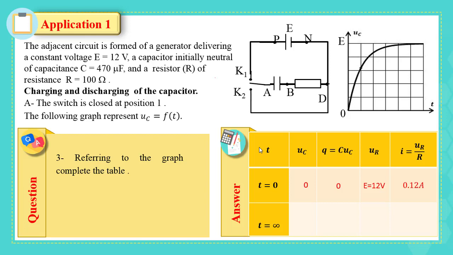At t equal infinity, according to the graph, UC equal E equal 12 volt. And by calculation, Q equal 0.00564 coulomb. And according to the law of addition, UR equal UG minus UC. 12 minus 12 is equal to 0, and I is also equal to 0, since it is equal to UR over R, which means 0 over R equal to 0 ampere.